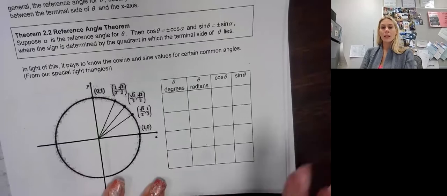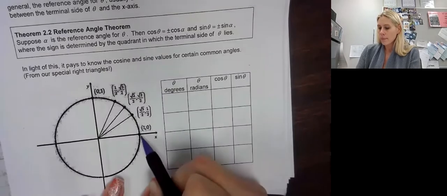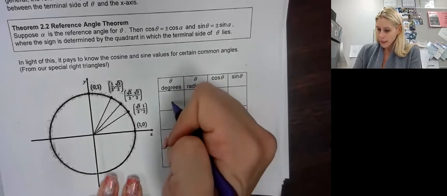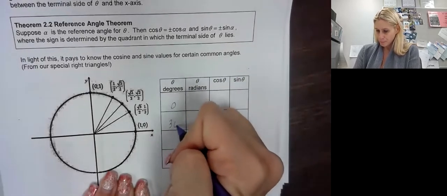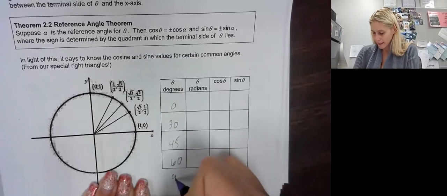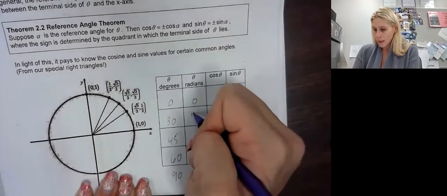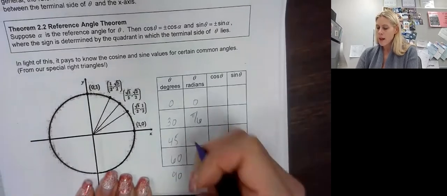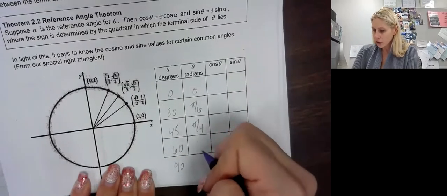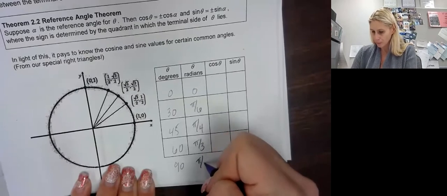So that allows us to make a chart, and we're going to be able to continue this. So let's start at the beginning, and I'm actually going to use another one down here because I'm going to use 90. So we have 0, 30, 45, 60, and 90. In radians, that would be 0. 30 would be pi over 6. 45 would be pi over 4. 60 degrees would be pi over 3. And 90 is pi over 2.